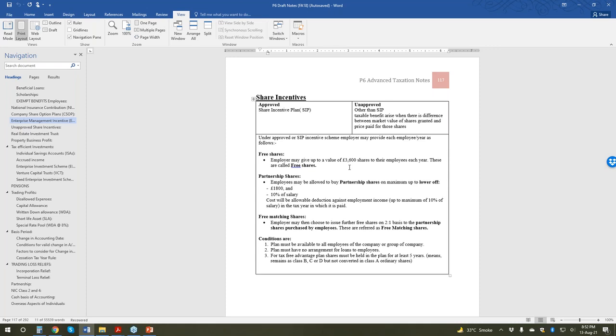Then they can get further shares in another instance called free matching shares. They should be on a 2-to-1 basis of their partnership shares already purchased. Now there are three instances, and it is the choice of the company that they may only issue free shares. They may not offer partnership shares later on, so obviously there will be no free matching shares as well. If the company chooses to issue partnership shares later on, they may not choose to issue free shares or free matching shares. So it is the company's discretion.